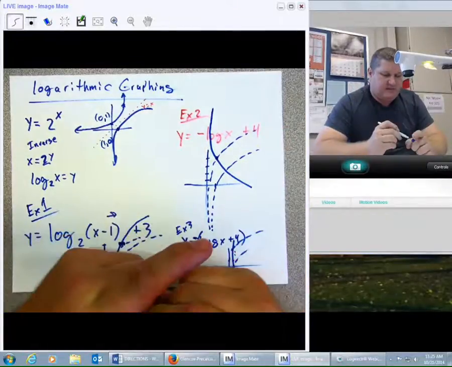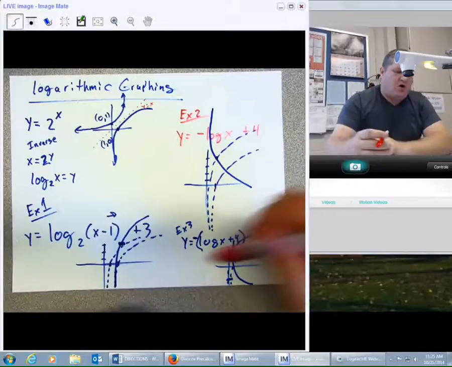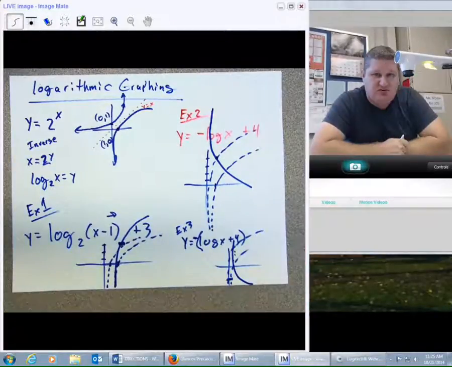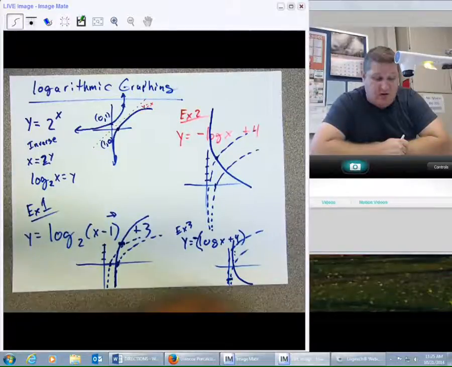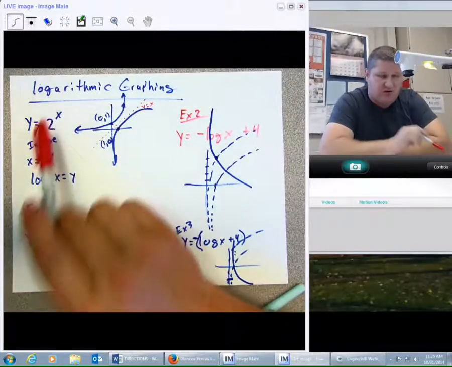Okay? So, all of the same shifting rules apply to graphing logs as they do to graphing exponentials. So make sure you can do that as well. Remember, how do we get to logs? They are inverses of exponentials.